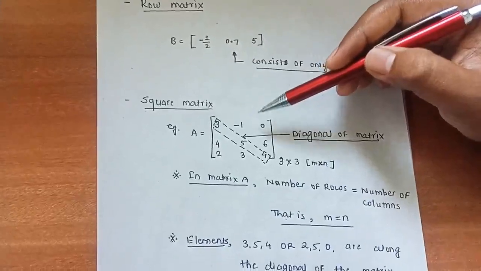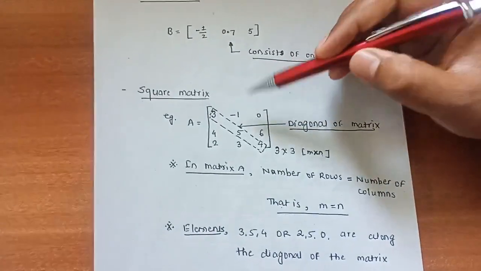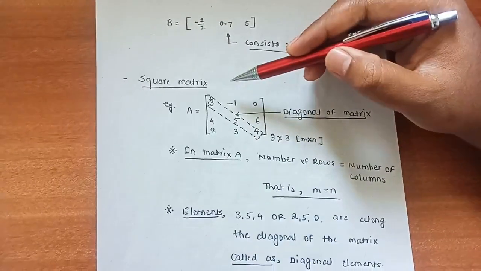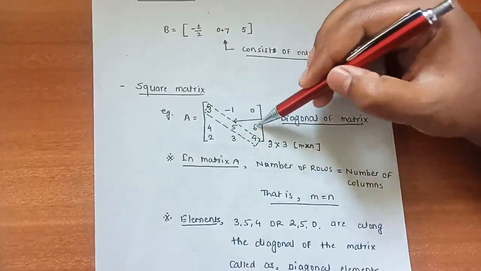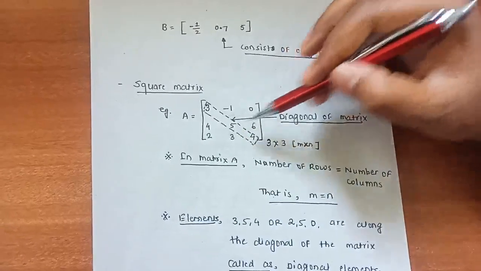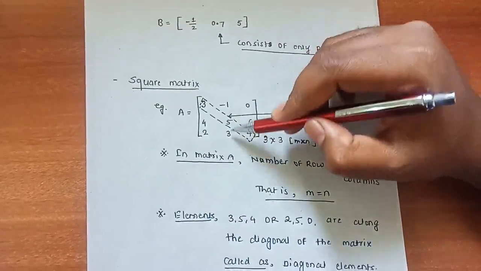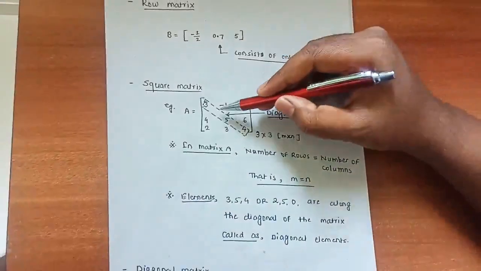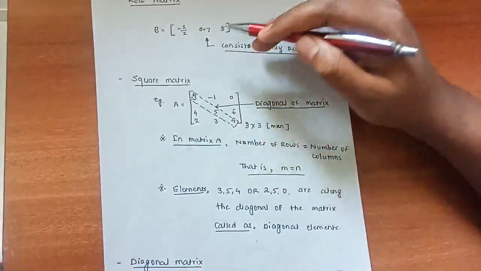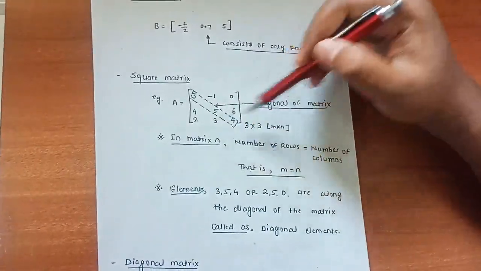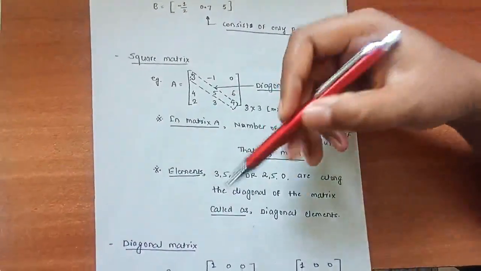Next is square matrix. Square matrix means it has an equal number of rows and an equal number of columns. Suppose if I count it, first row, second row and the third row. So this matrix has 3 rows, and first column, second column and the third column. So it has 3 columns and 3 rows. If any matrix consists of 3 rows and 3 columns, we can call it a square matrix.